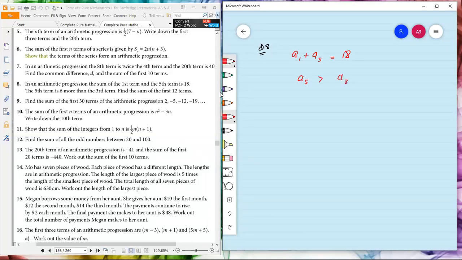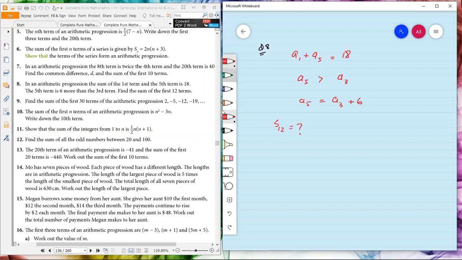It means the fifth term is greater than the third term. So this is an inequality. And how much is greater? It is greater by 6. So if we create an equation between them, it means this is 6 more than this. So either we should add 6 on this side, or we should subtract 6 from this side to create an equality. So 6 more than the third. Find the sum of the first 12 terms. It means we have to find S12.